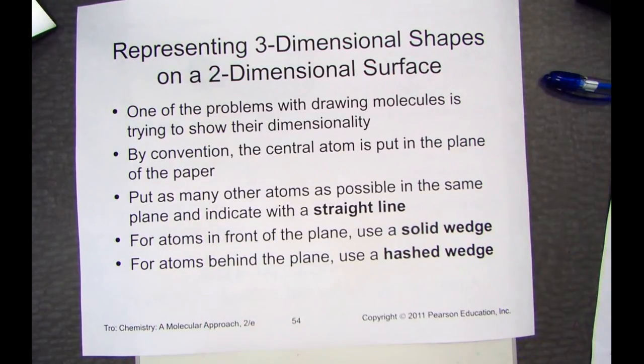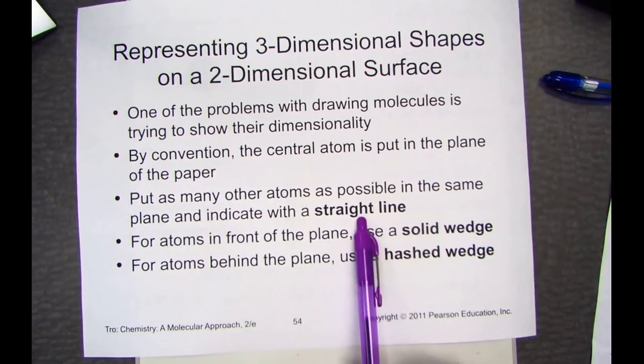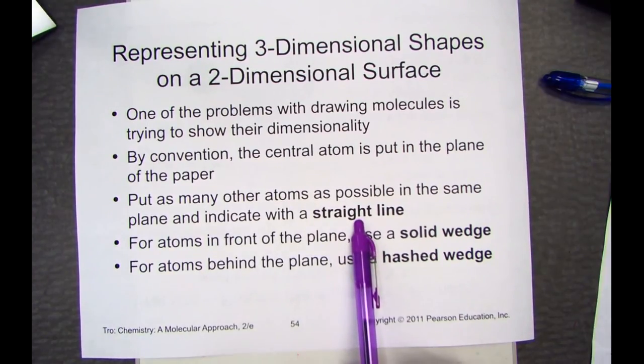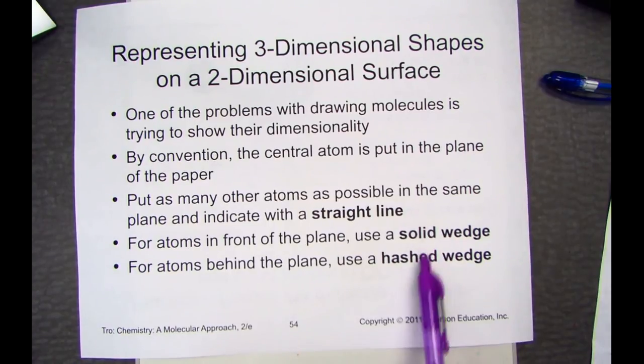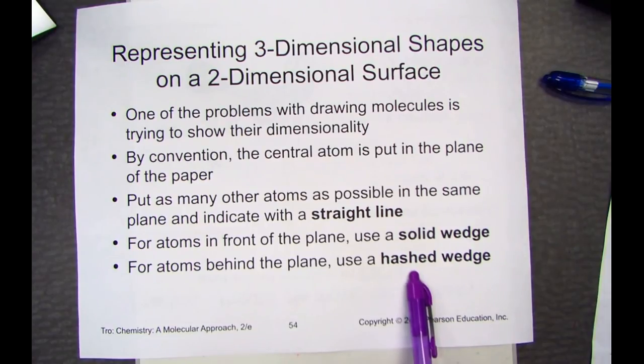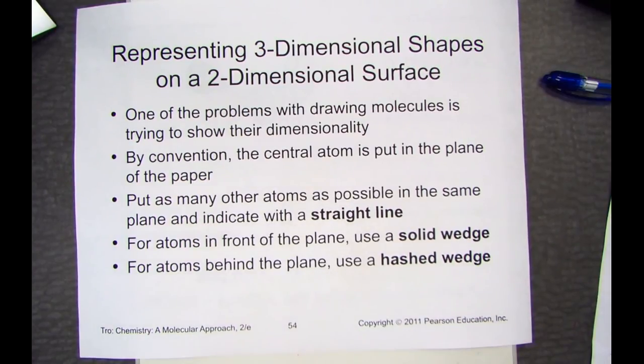Representing three-dimensional shapes on a two-dimensional surface, how do we show molecular geometry in a paper and pencil drawing? What we come up with is a format to show whether it is coming out of the paper or going into the paper. We're going to do that with straight lines if they're in the same plane as the paper, a solid wedge if it's coming out of the paper at you, and a hashed line, I usually call that a dashed line, going into the paper.